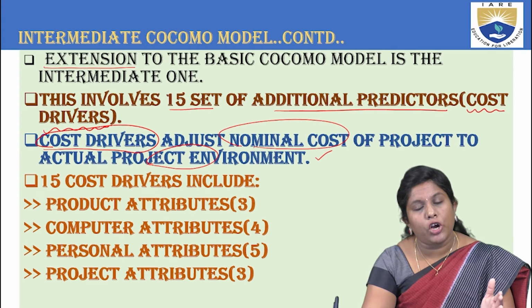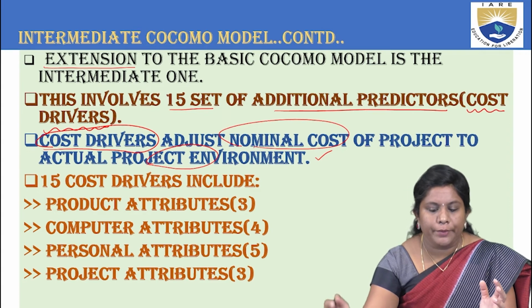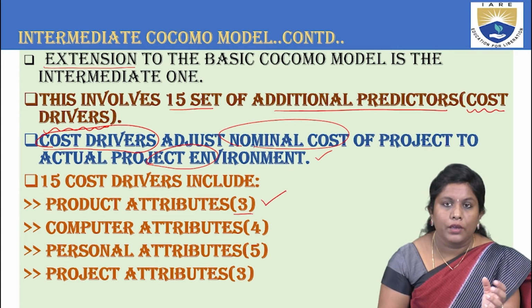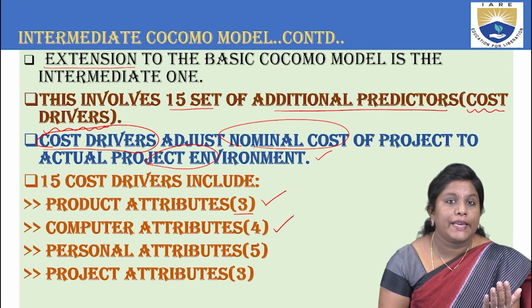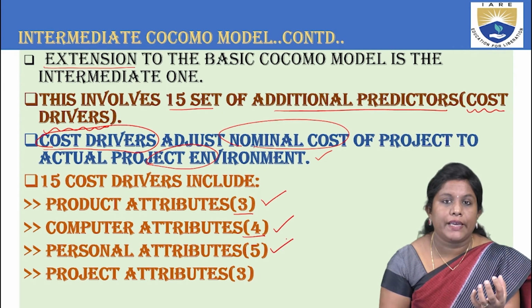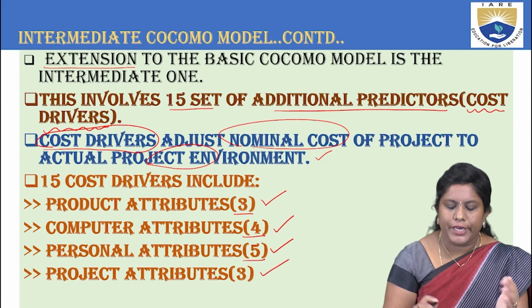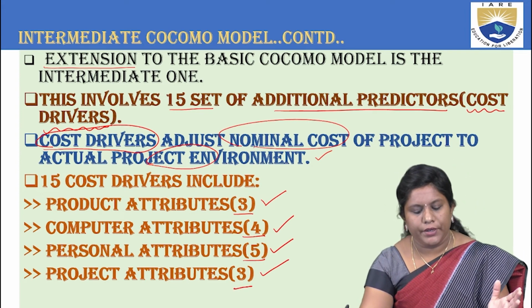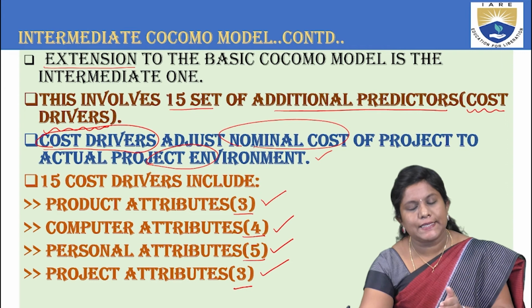Now these 15 cost drivers are again subdivided into 4 attributes, right? Those attributes are product attributes, which have 3 parameters to be discussed. Next, you have computer attributes, which have 4 parameters to be discussed. The third one is the personnel attributes, which have 5 attributes to be discussed. And then you have project attributes, which have 3 things to be discussed. Right? So now let us see what are the parameters involved in these attributes.